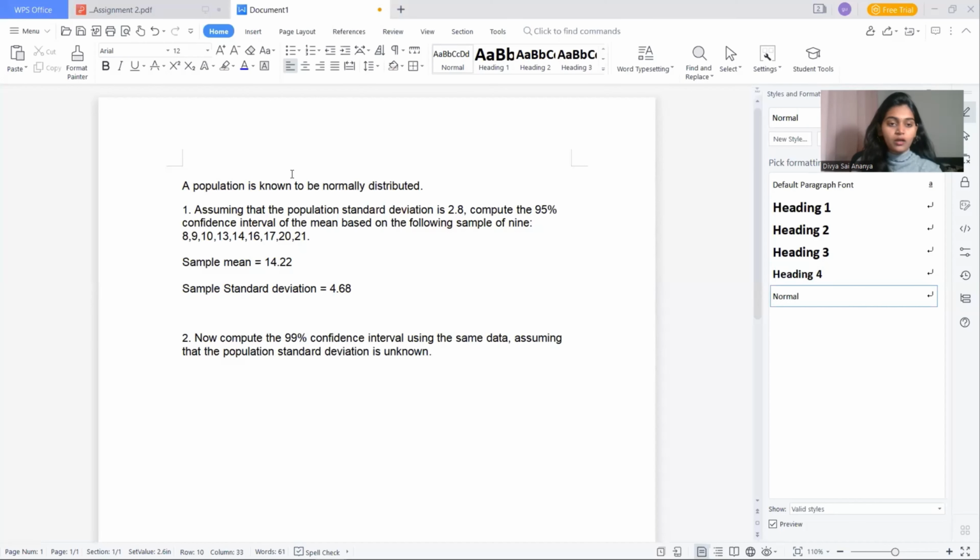Today we are going to discuss the concept of confidence intervals using R with Statsbuddy. Let's together solve a problem using this concept. Alright, a population is known to be normally distributed. Assuming that the population standard deviation is 2.8, compute the 95% confidence interval of the mean based on the following sample of 9. Alright, let's together solve this using Statsbuddy.